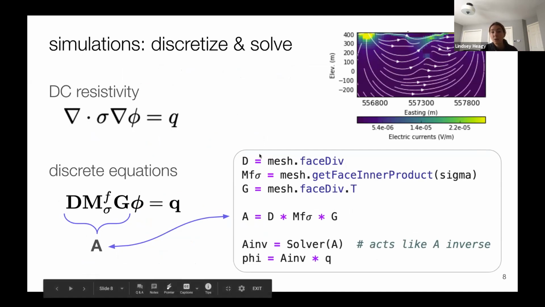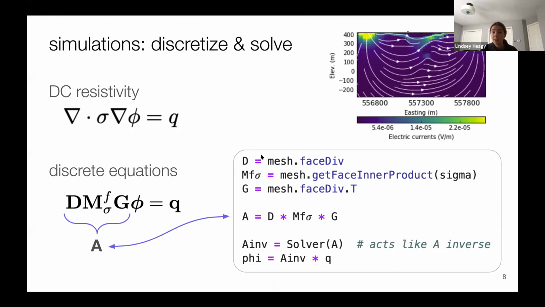And what's quite nice about working in something like Python, where we've got object-oriented code, is we've thought through and tried to design SimPEG this way, so that the math that you write down really looks like the code and is reflective of the code that you've written. So here we've got the divergence, the representation of the inner product of conductivity and the gradient. And so this is our discrete representation of the system matrix for DC resistivity.